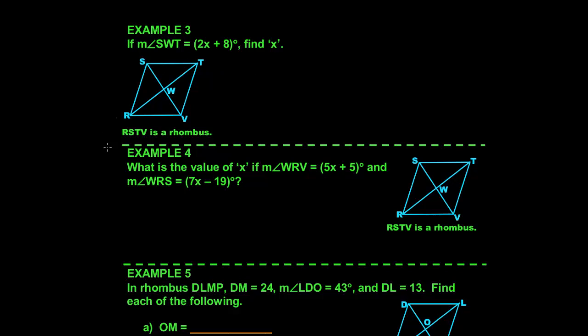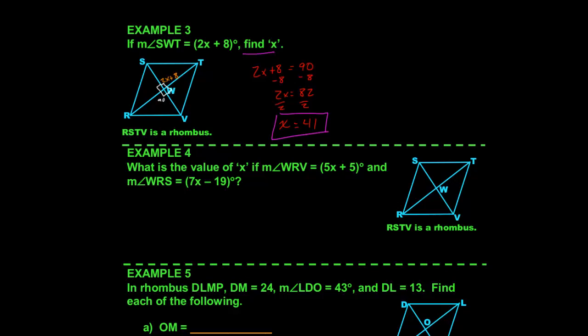We have example 3. It tells us if the measure of SWT is 2x plus 8, find x. Well, what do we know with a rhombus that each of these are? These are perpendicular, so they're all right angles. They all equal 90. So we know that 2x plus 8 equals 90. 2x equals 82. And so that leaves us with x, divided by 2 and divided by 2, and that's what we're after right here. X equals 41. So it tells us to find x. Here it is. X equals 41.